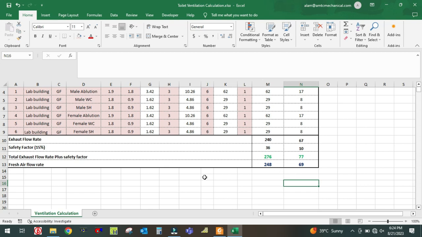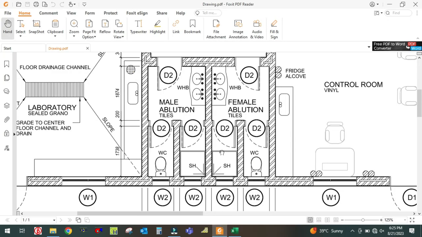Okay, so now you can select the fan. The total exhaust air flow is 77 liter per second and the fresh air flow is 69 liter per second. So our fan air flow is 77 liter per second and 69 is the fresh air requirement. If you give these two values to the supplier, they will select the fan. Some external static pressure is also required, so that will be calculated during design of the duct, because we have to put one fan here. We'll put a box type fan or axial inline fan, connect it with a duct, and then we will design the duct here.